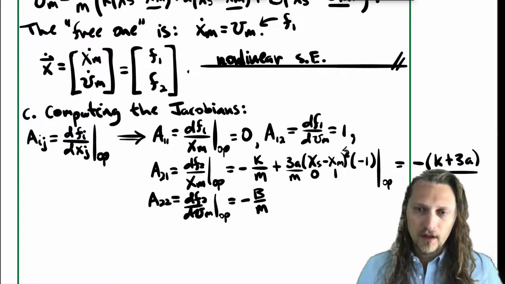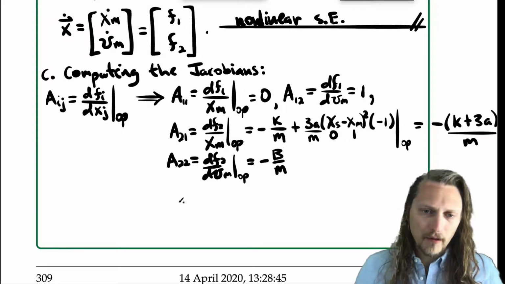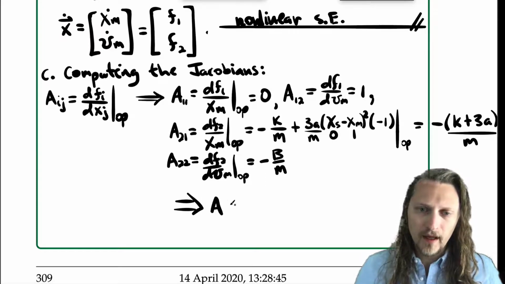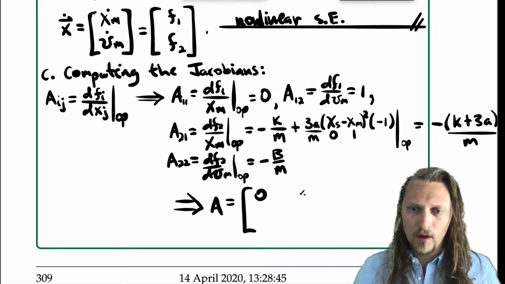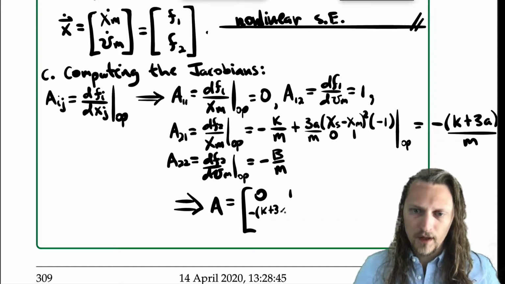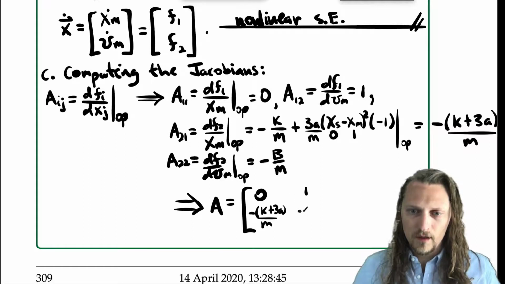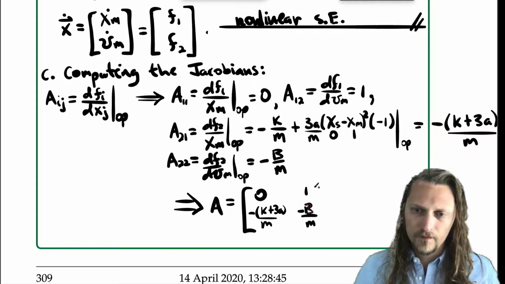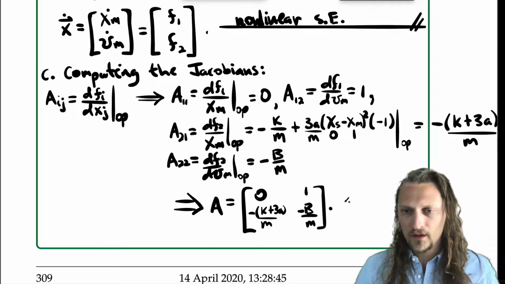Okay, so here's our A matrix. If we put them all together, the 1,1 term was 0, the 1,2 term is 1, the 2,1 term is negative (k plus 3a) over m, and the 2,2 term is negative b over m. So this is our new A matrix. That's part of our answer.